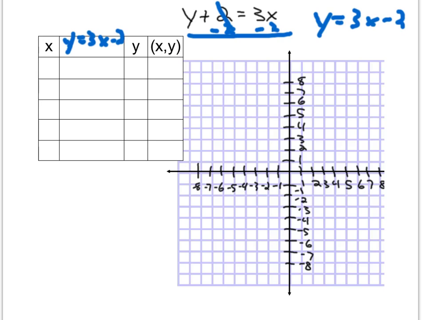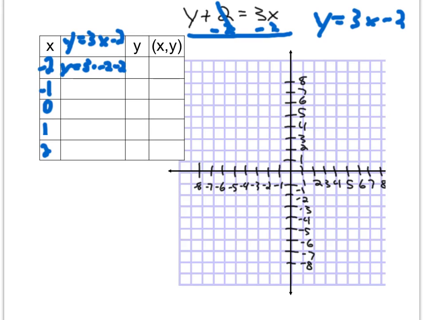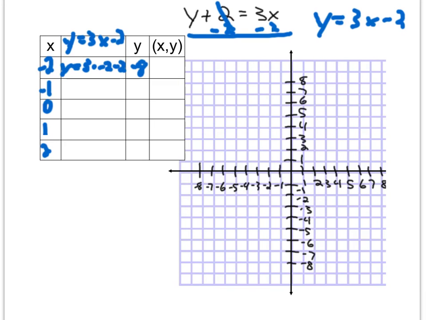Again, my x values that I'm going to plug in are always the same. I've got negative 2, negative 1, 0, 1, and 2. Now I'm just going to go ahead and plug these into the equation. So I'm going to start with y equals 3 times negative 2, minus 2. Well, 3 times negative 2 is negative 6, and negative 6 minus 2 is negative 8. So my ordered pair is negative 2, negative 8.